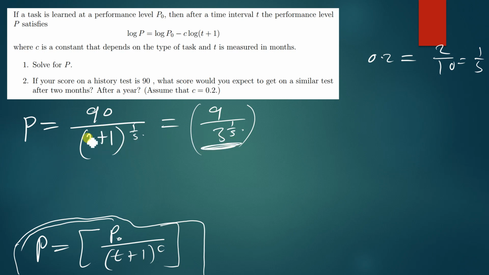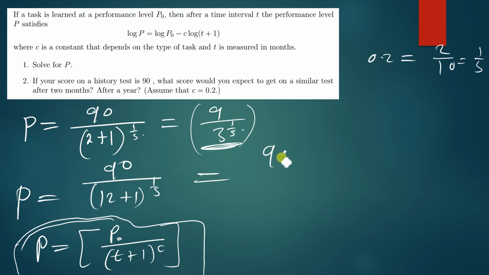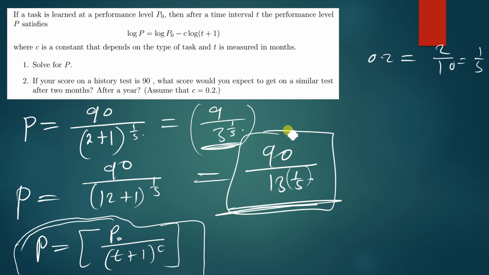Then for 1 year, meaning you're just putting 12 where there's 2, because you have 12 months in 1 year. So where there's T there, you just put 12, and then you have 90 over 12 plus 1 raised to the power 1 over 5, which gives you 90 over 13 to the power 1 over 5. This can be simplified further if you have a calculator, or you can just leave it like that. Or instead of writing 1 over 5, you can simply put 0.2 itself.